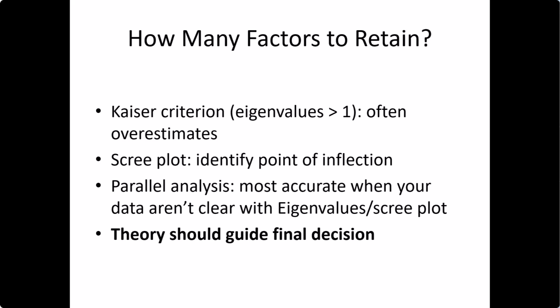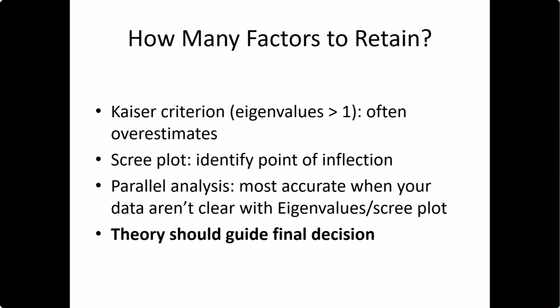Most people talk about the eigenvalues, and it's called the Kaiser criterion. When you look at eigenvalues that are over 1, it usually represents a factor, but this often overestimates. Another way of doing it is to identify the elbow in the scree plot. You look at the point of inflection and you look at the number of points before that inflection, and that's the number of factors that you will retain.